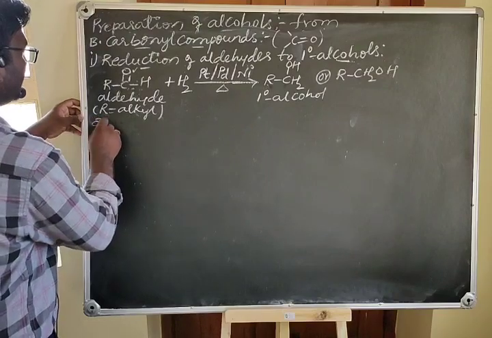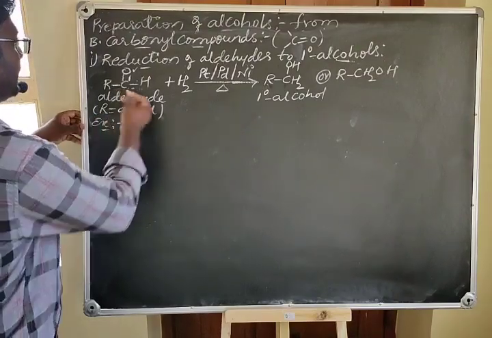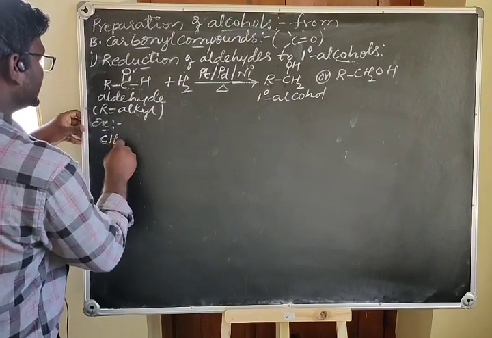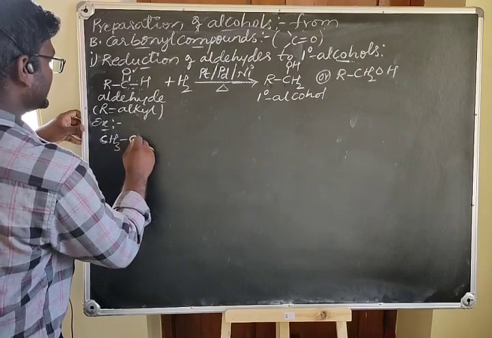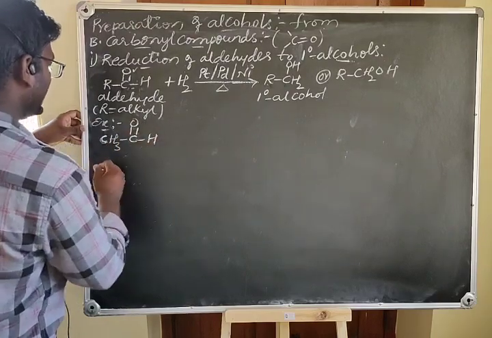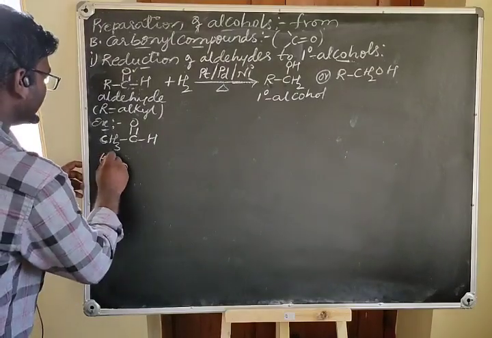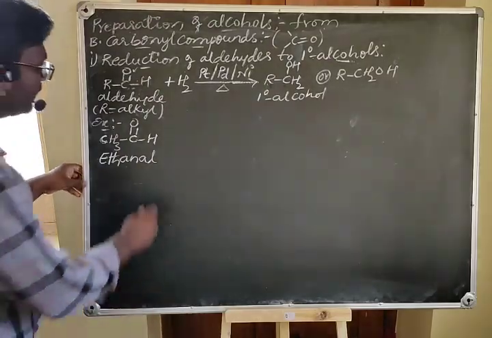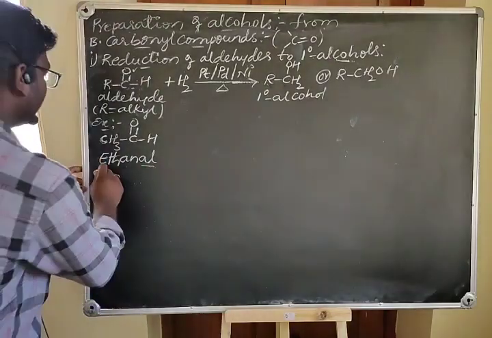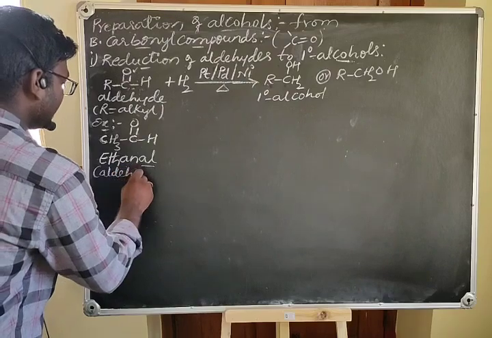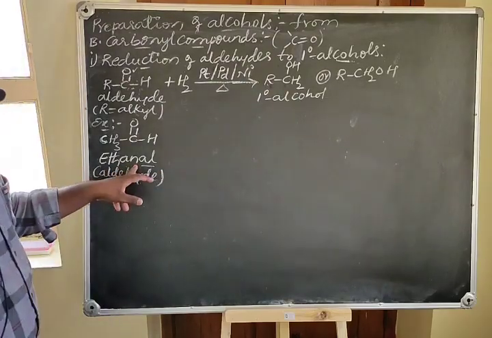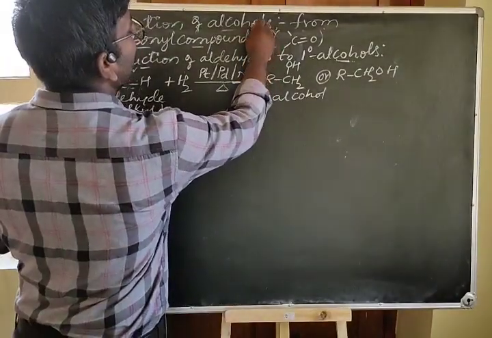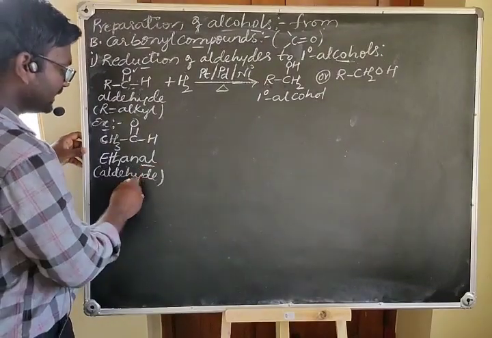For example, let's consider ethanal. Here the pronunciation may be the same. CH3CHO. I am pronouncing this molecule as ethanal, but when you look at the name of this compound, the AL refers to the aldehyde. So here the spellings are most important. When you write OL, it is an alcohol. When you write AL, it is an aldehyde.